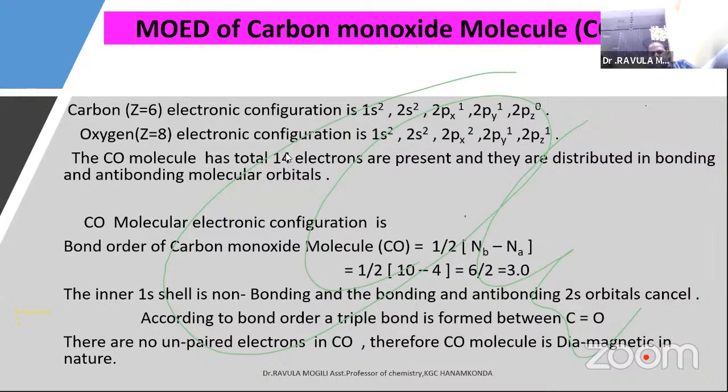14 electrons. With these 14 electrons we can follow the nitrogen configuration, it's similar to nitrogen. So the CO molecular configuration is very, very important. The CO molecule is similar to the nitrogen molecule. Therefore, both bond orders are 3. The inner 1s shell is non-bonding, and the bonding and anti-bonding 2s orbitals cancel.